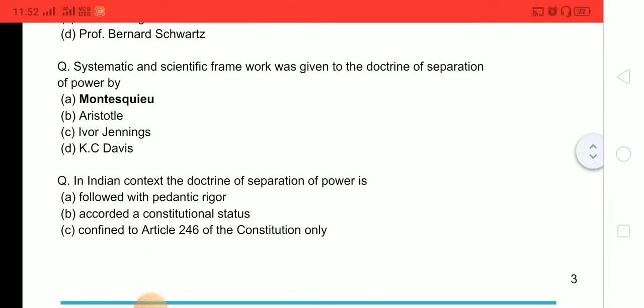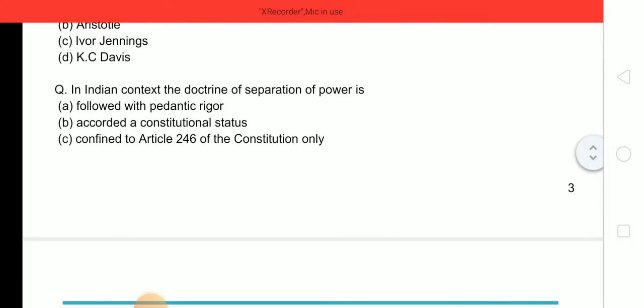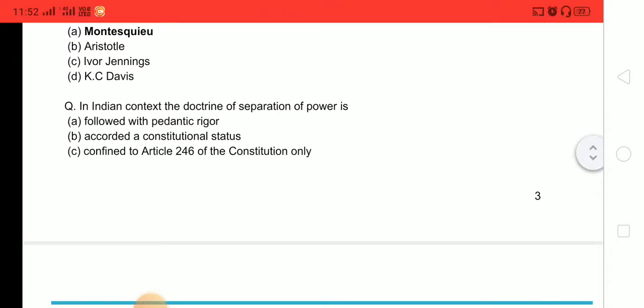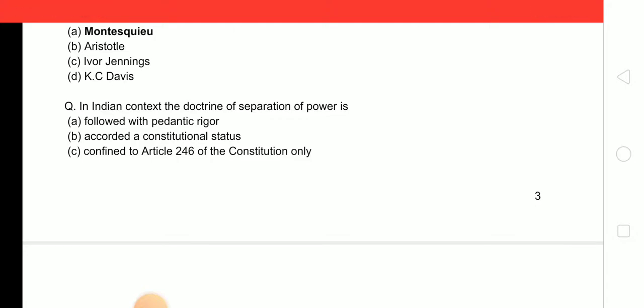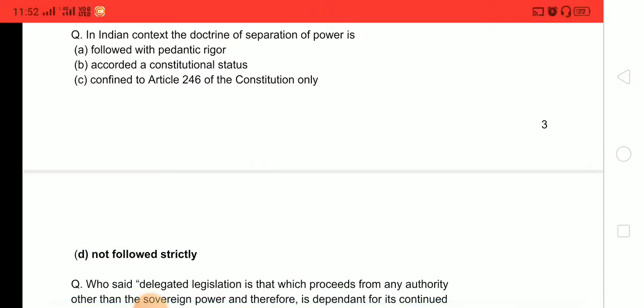Next question, systematic and scientific framework was given to the doctrine of separation of power by Montesquieu. Next question, in the Indian context, the doctrine of separation of power is, answer is not followed strictly.